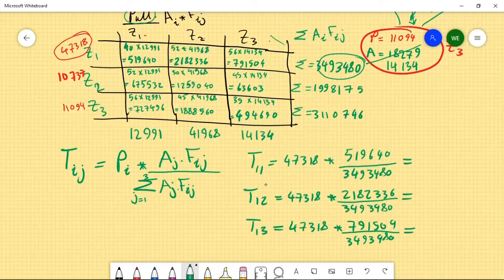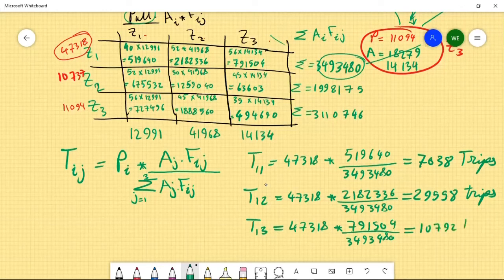The first one is 7,038. 7,038 trips. 29,558 trips. The last one? 10,792. 10,792 trips.